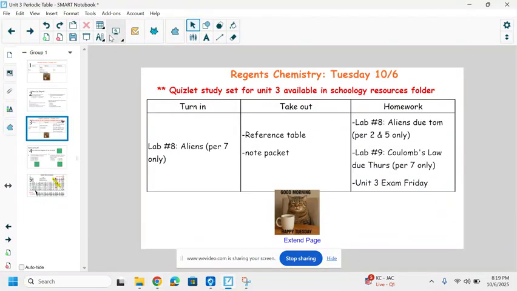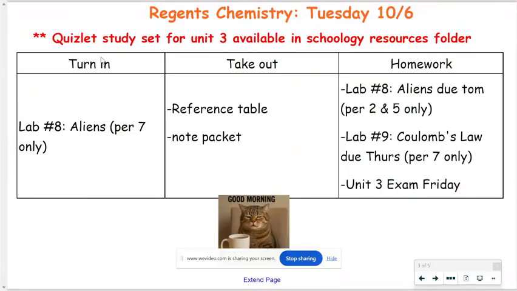Hi everybody, we are in our third unit on periodic table and it is Tuesday 10/6. Just a couple of things before we get started. A reminder that your third exam on periodic table is this Friday. To help you with this, there's a Quizlet study set for Unit 3 that is available in the Schoology resources folder. So it has a number of different terms and things we've talked about so far.